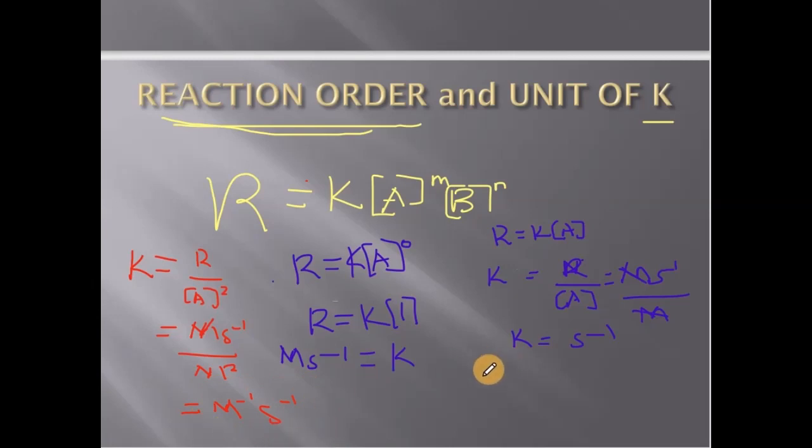Try this for a third order reaction. Let's see. For a third order reaction, we must get molar to the power minus 2 per second. For a fourth order reaction, we get molar to the power minus 3 per second. So try it and let's see. Try it for a 10th order reaction and drop your answer in the comment section.